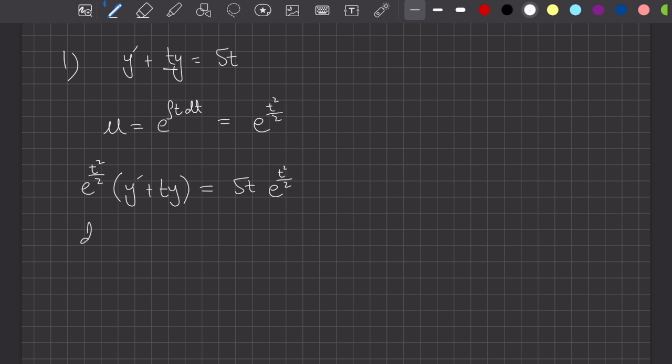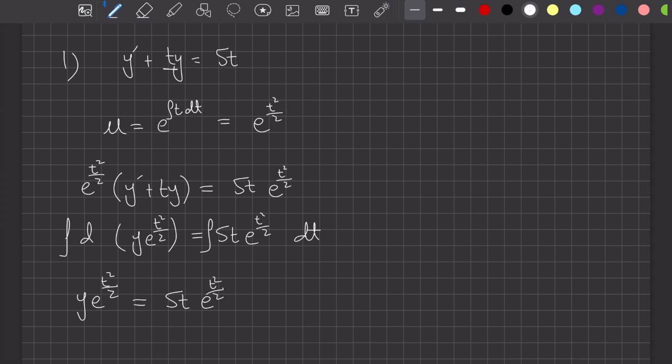We learnt last time that the left side can be written as a derivative of y times the integration factor. As this is an equivalent expression, you can check it using product rule if you want. Next, multiply dt on both sides and we can integrate them. The left side just gives us y times e power t squared over 2, which equals the integral of 5t times e power t squared over 2. The 5 can be written outside of the integration sign.